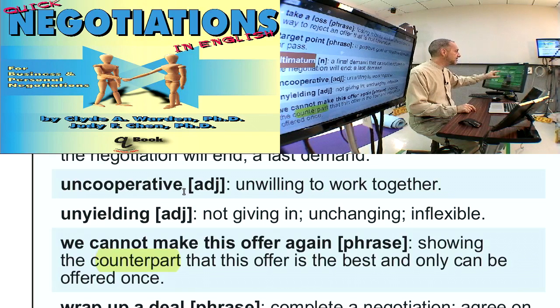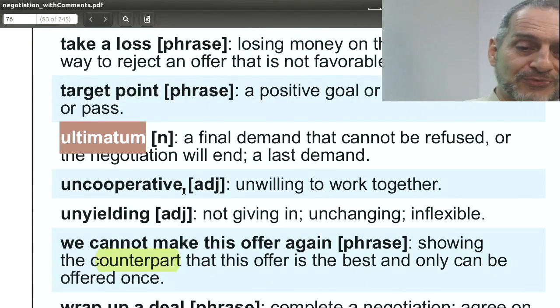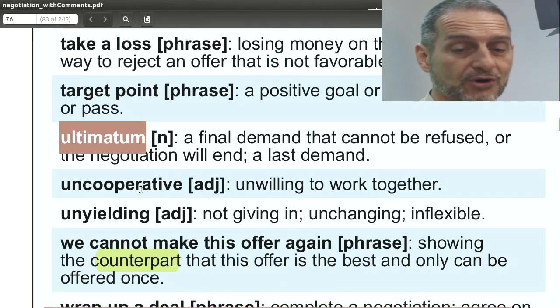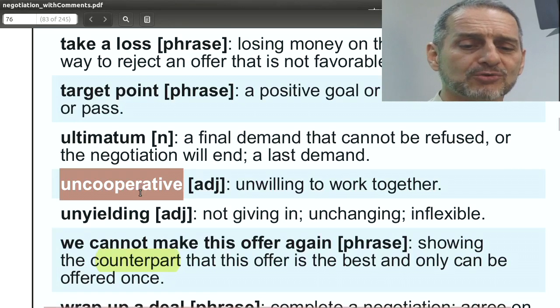So ultimatum means that if we don't agree now, that's it. You are going to withdraw. So if you give someone an ultimatum and you don't withdraw, that's a little bit weird. They're not going to believe you in the future.